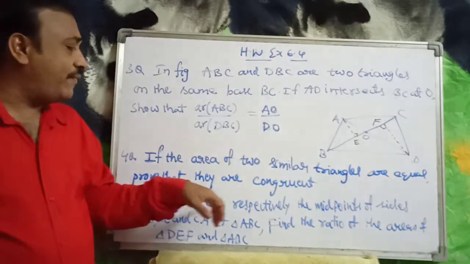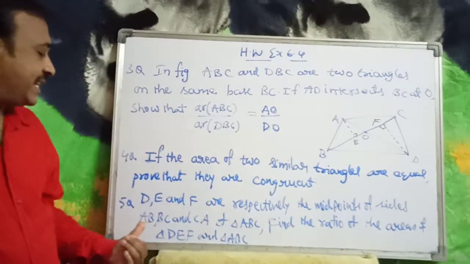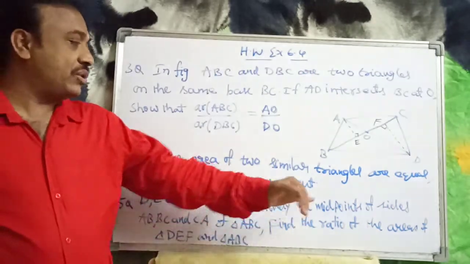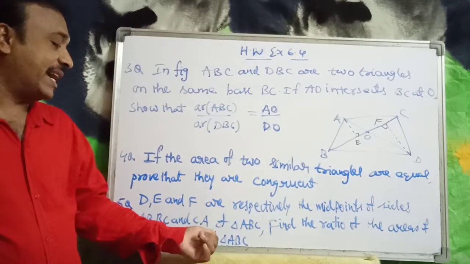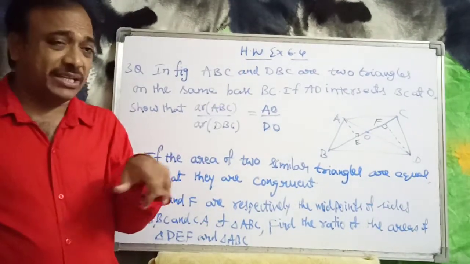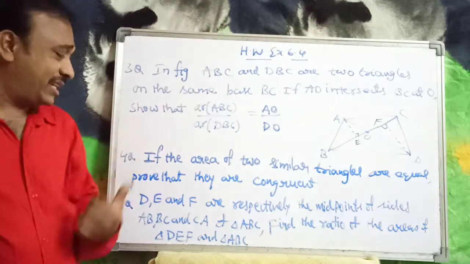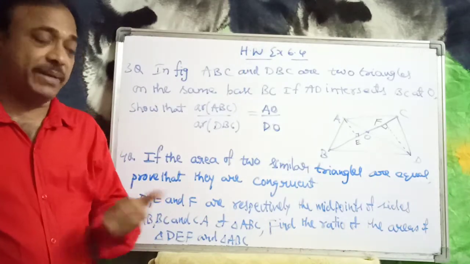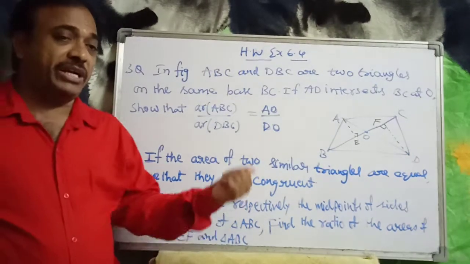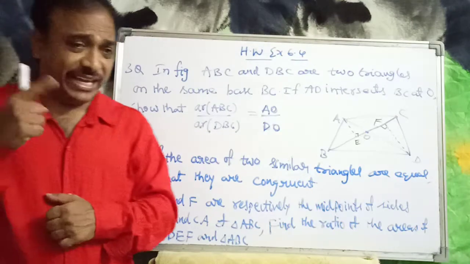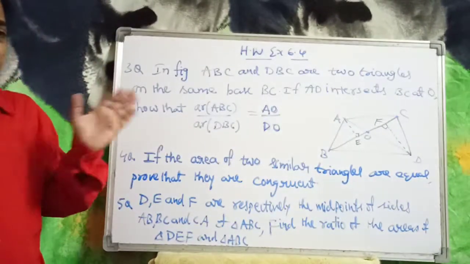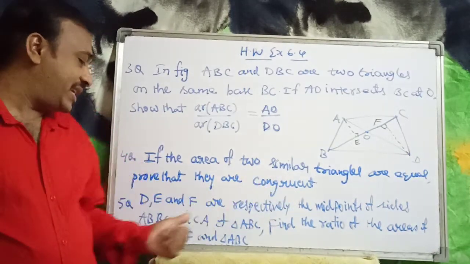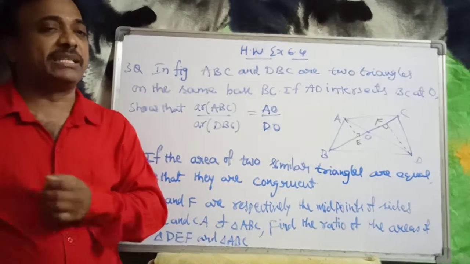D, E and F are respectively the midpoints of the sides AB, BC and CA of triangle ABC. Find the ratio of the area of triangle DEF and triangle ABC. So you have to draw the diagram of triangle ABC and locate the midpoints. D is the midpoint of AB, E is the midpoint of BC and F is the midpoint of AC. Join DEF, you get one more triangle inside the triangle. Now you have to find the ratio of the area of triangle DEF and triangle ABC.